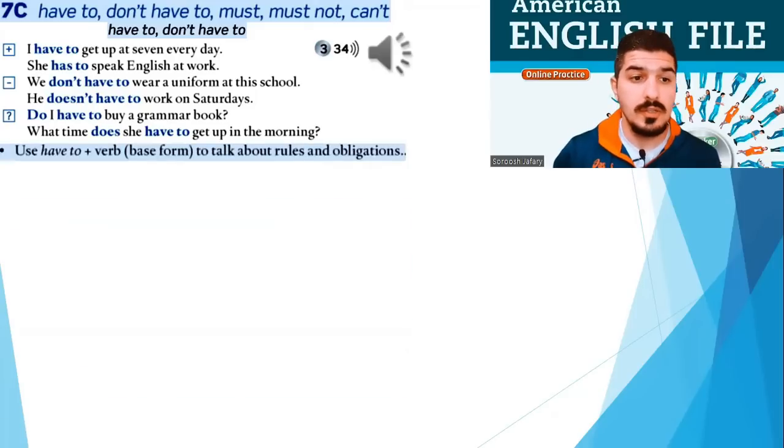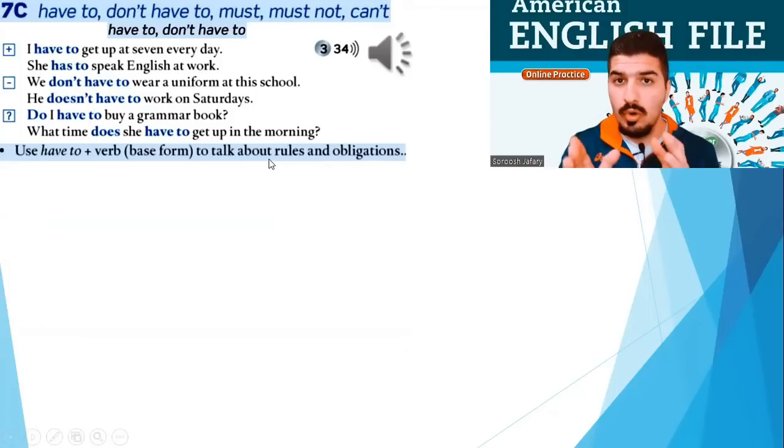Good. So, use have to plus verb, the base form. For example, I have to get up. She has to speak. All right? To talk about rules and obligations. It's a rule. Do you remember? We talked about it.